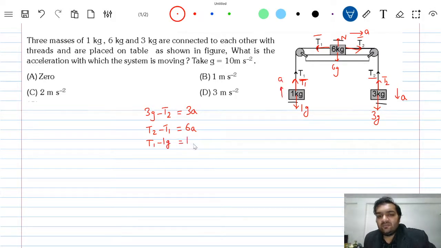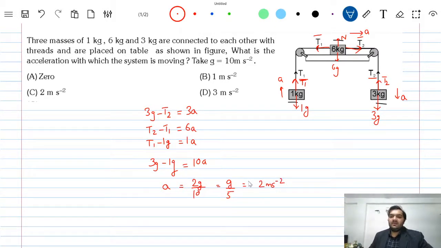1 into a. So if we add these three equations, we have 3g minus 1g is equal to 3 plus 6 plus 1, 10 into a. So a will be equal to 2g divided by 10, which is g upon 5. It will be equal to 2 meters per second square. So the acceleration is equal to 2 meters per second square.